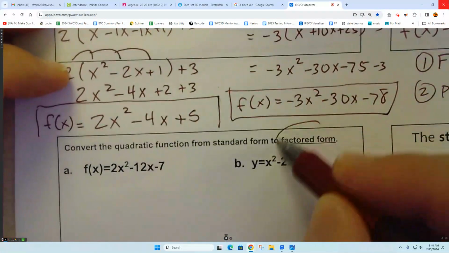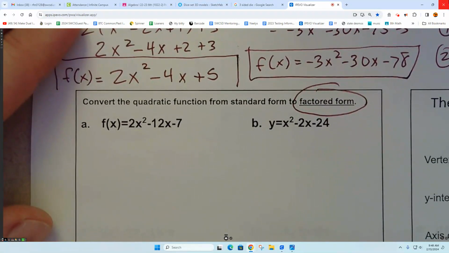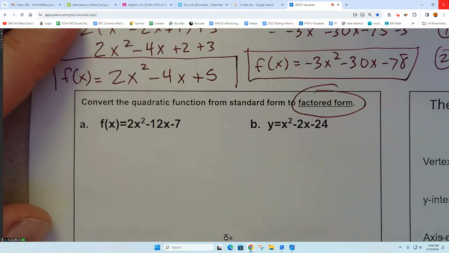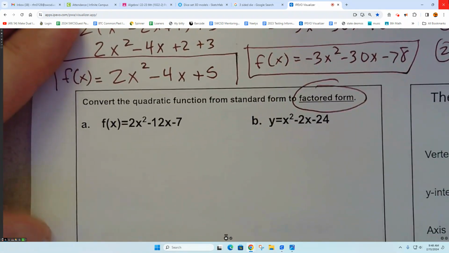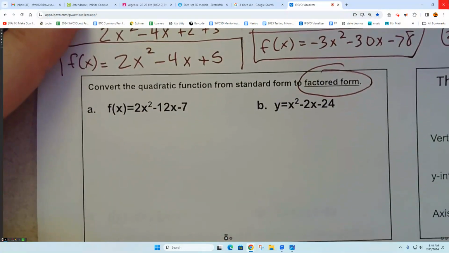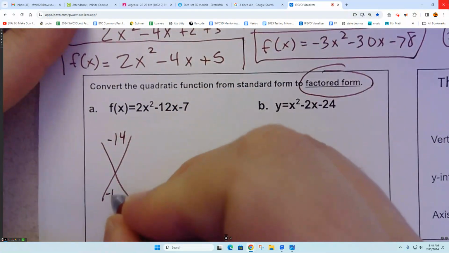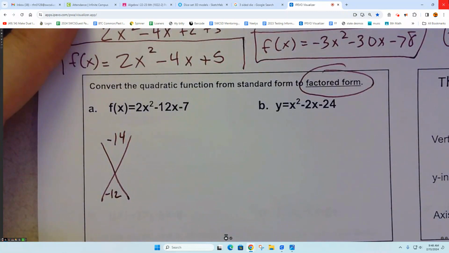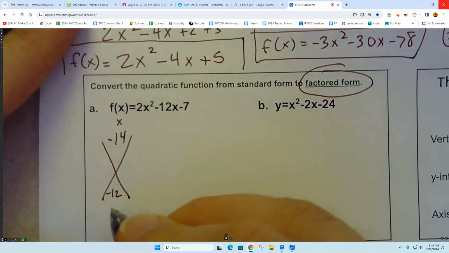Factored form. What do you think we have to do to the problem to get it into factored form? You have to factor it. Factored form means just factor it. Is there a GCF here? No. That means we have to do what? X box. Negative 14, negative 12. Times to the 14, but adds to the negative 12.